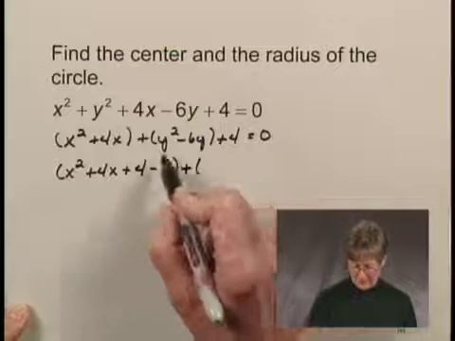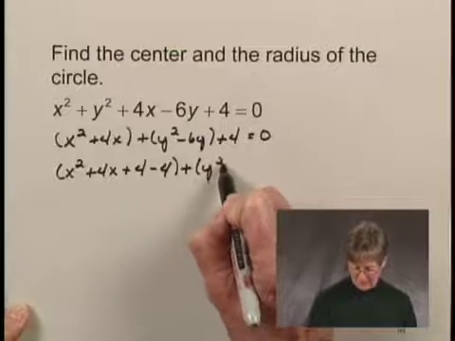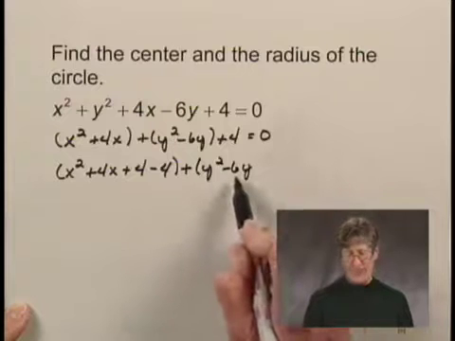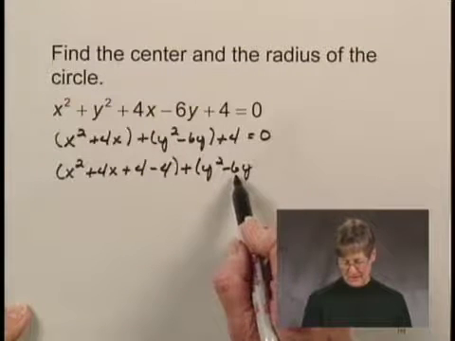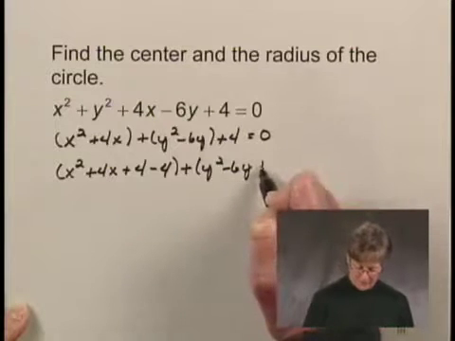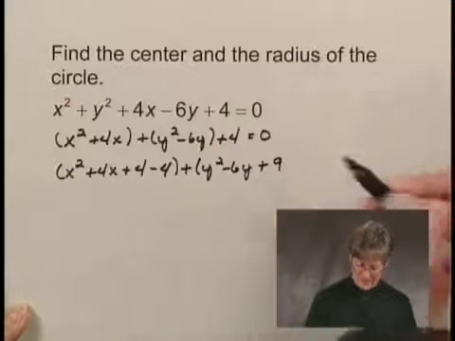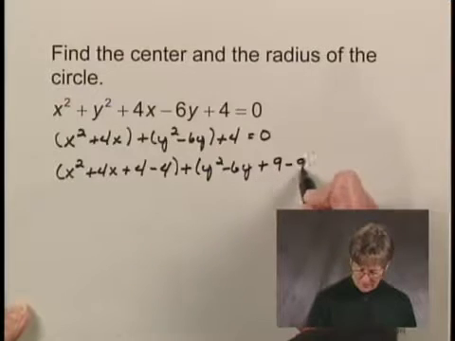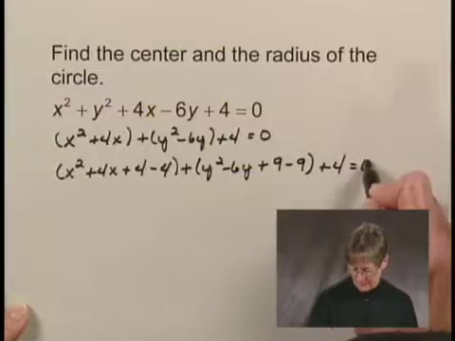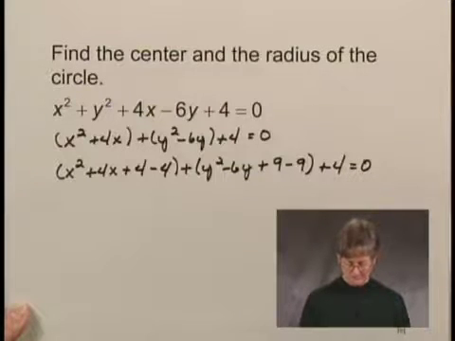And I'm going to do the same kind of thing over here in the second set of parentheses. I'll have y squared minus 6y. And what I add to complete the square is half of the coefficient of y. So half of negative 6 is negative 3. When we square negative 3, we get 9. So I'll add 9, and I'll also subtract 9 so that I really added 0. And then we have plus 4 equals 0.